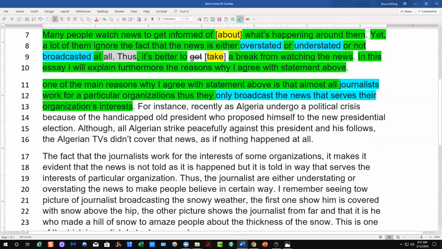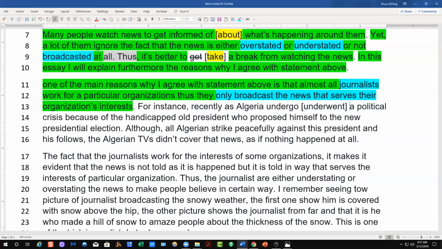Okay, for instance, recently Algeria, in this case it would be underwent, small issue, underwent a political crisis because of the handicapped old president who proposed himself to the new presidential election. Okay, let's read this again. So for instance, for example, good, he's going to talk about news that only serves their interests.